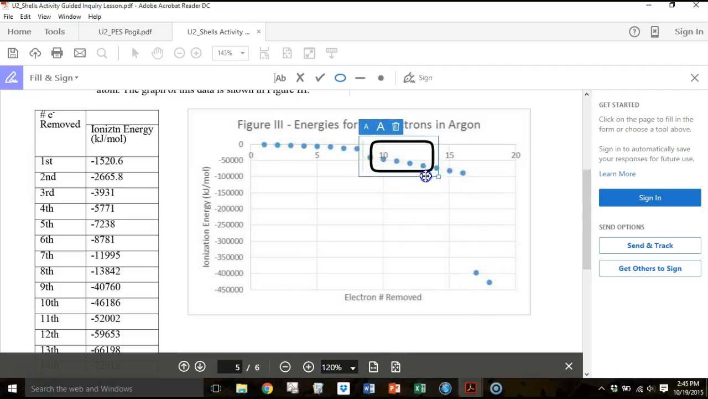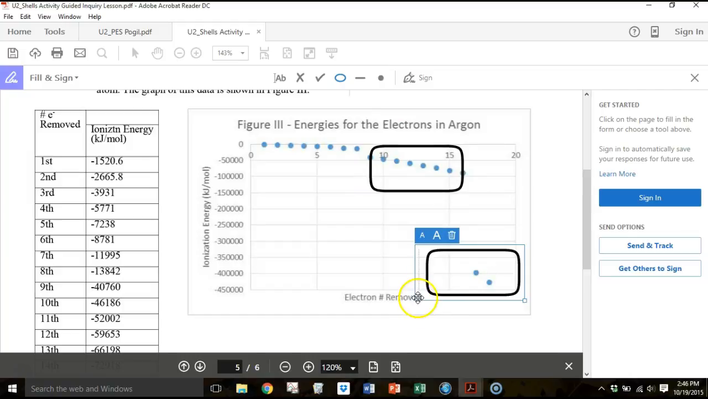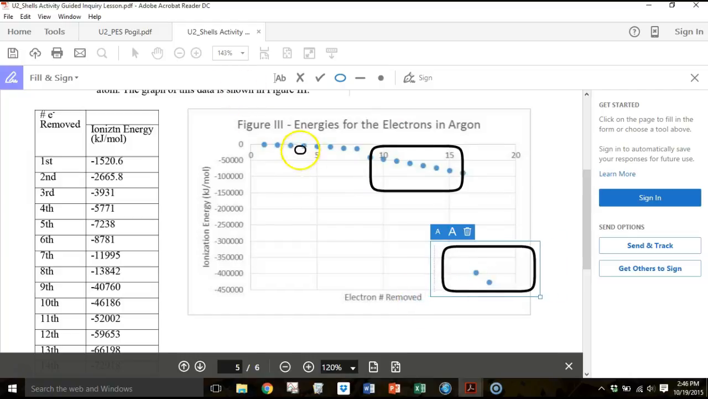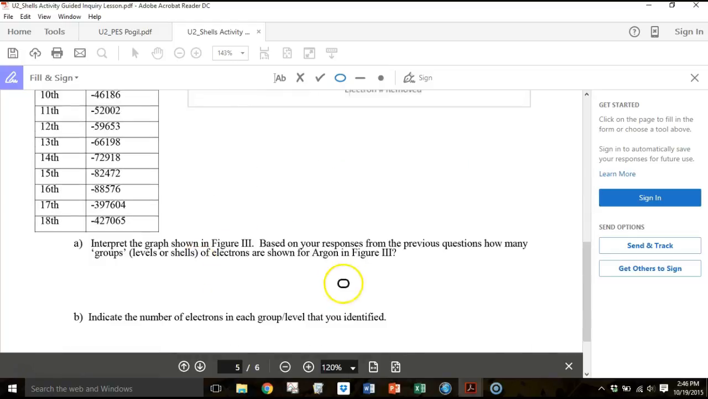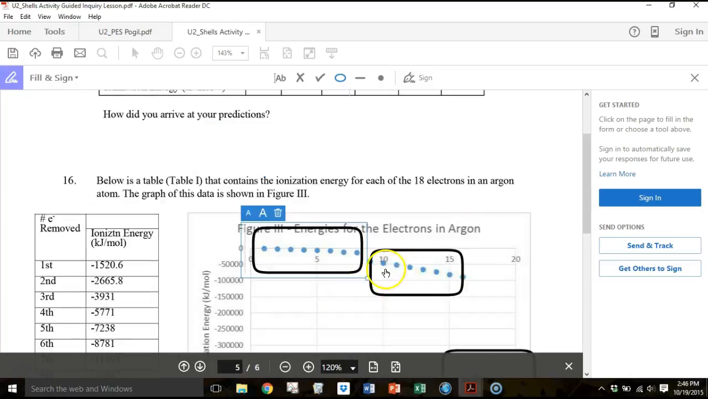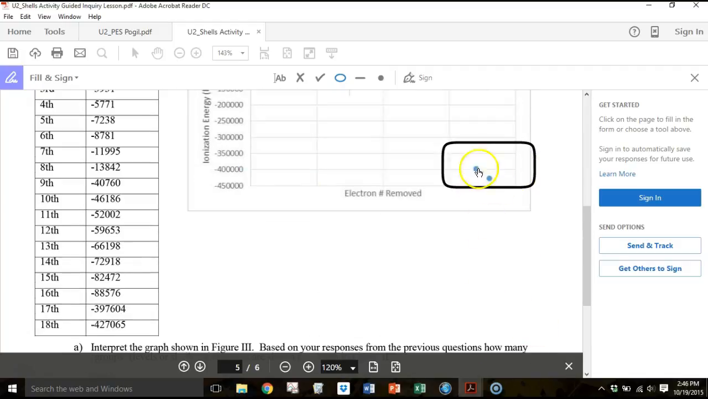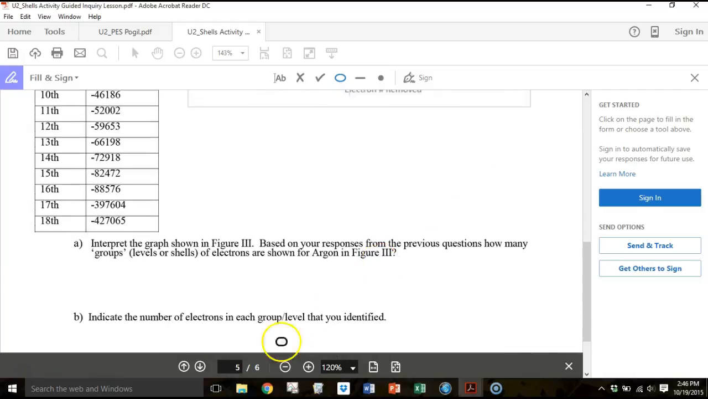Oh good, it's going to let me circle it. There we go. So this is a group right here. This is a group right here. And this is a group right here. And again, you can kind of see the groupings. So I've got 3 levels or shells. And although there's a difference in the amounts of energy, these are in a similar grouping together. And these are definitely way, way different in energy.